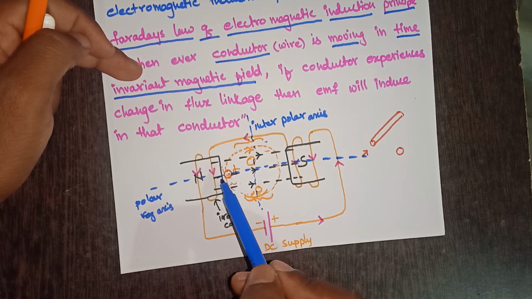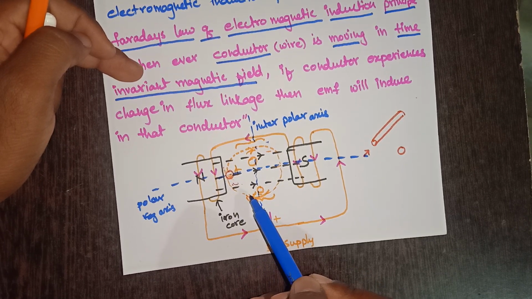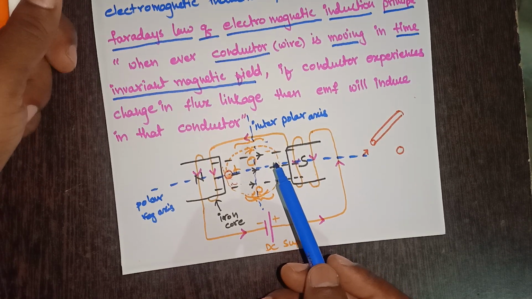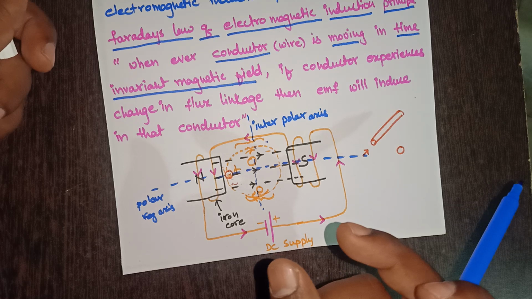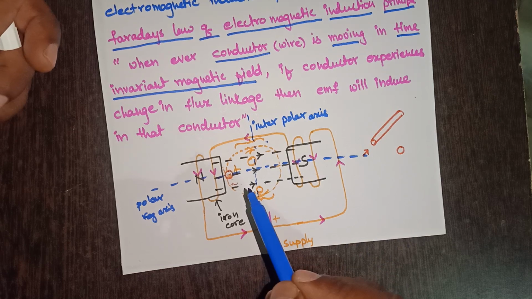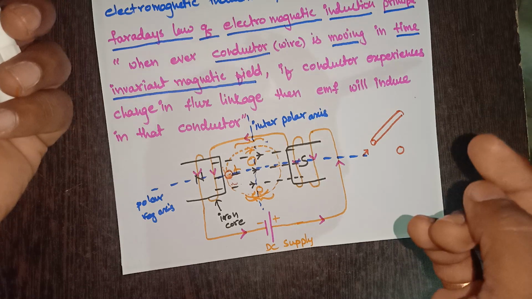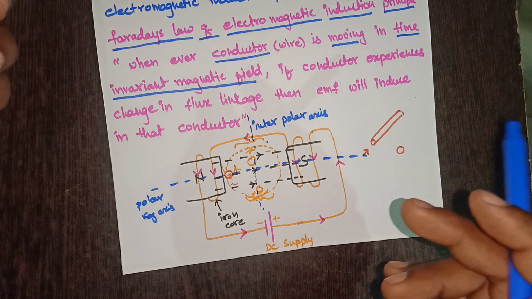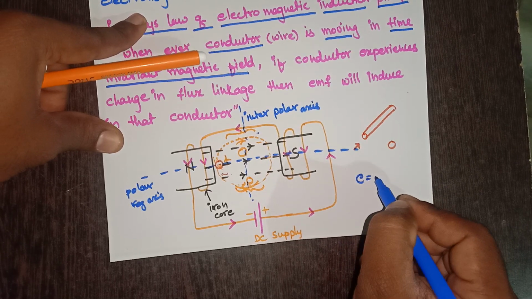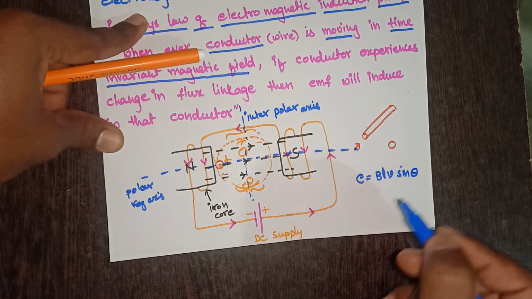But when it comes to the polar region, that means whenever conductors are under the vicinity of north pole or south pole, what happens? The conductor will experience change in flux linkage, right? There is an angle between direction of flux and motion of the conductor. Because of that, change in flux linkage is experienced by the conductor. Due to that, EMF will induce, and that induced EMF we can represent with the equation E equals BLV sin theta.